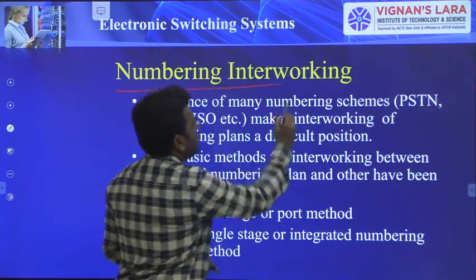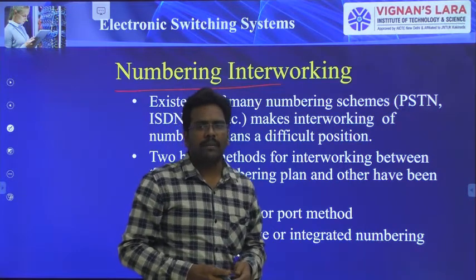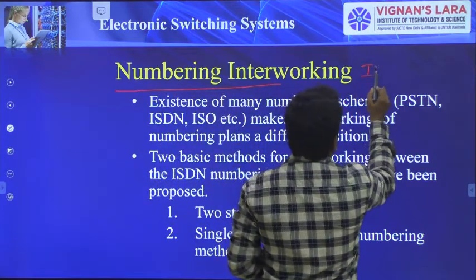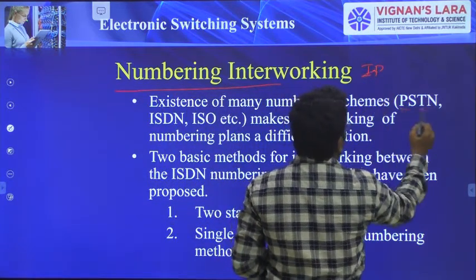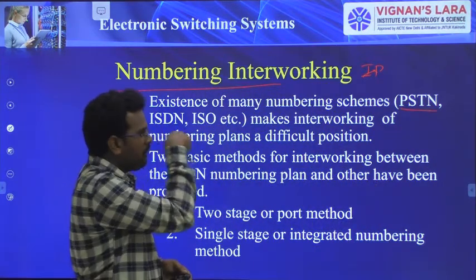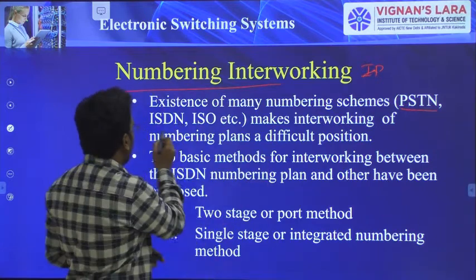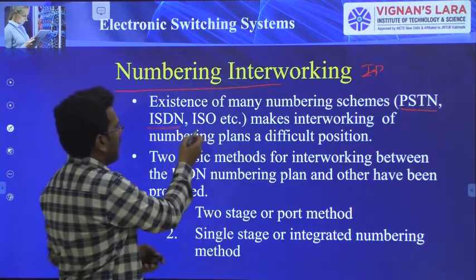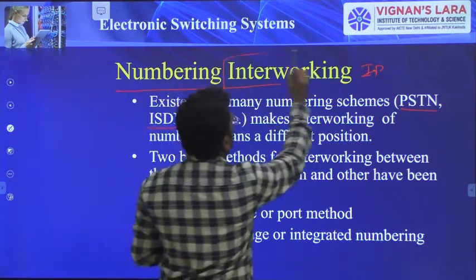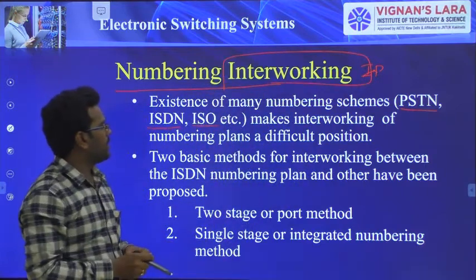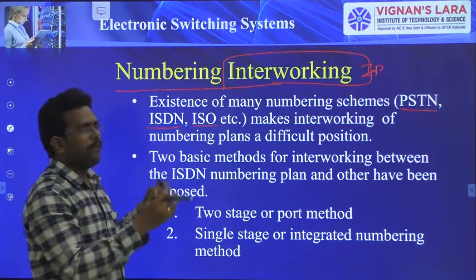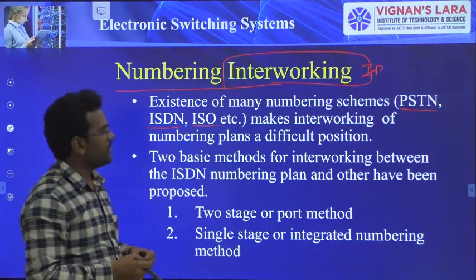For interworking also you have to provide some numbering scheme. Like for PSTN, Public Service Telephone Networks, we have some numbering scheme. For ISDN we have some numbering scheme. For the ISO reference model we have some numbering scheme. So for interworking also we require some numbering scheme. But making interworking for a numbering plan is a somewhat difficult position because we already have a number of schemes for different services.